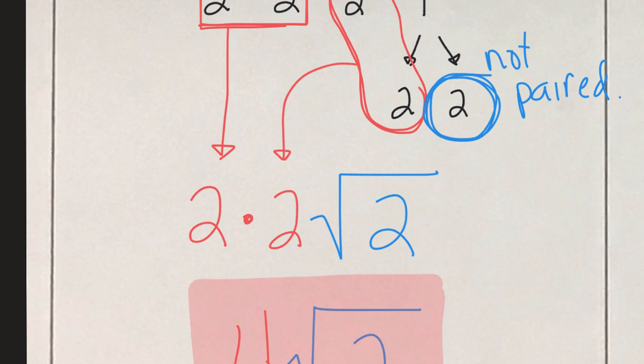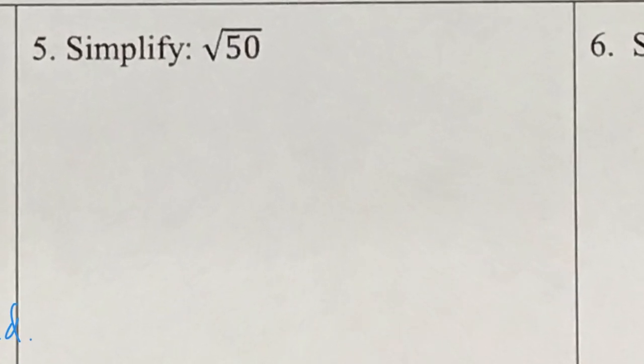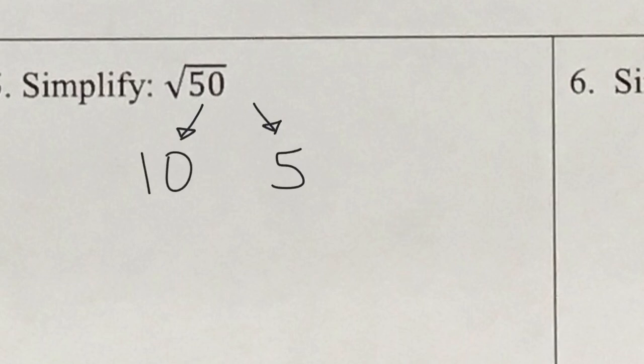Okay, 50. What numbers multiply to give us 50? What's that? 10 and 5. Those are two excellent numbers that multiply to give you 50. So we split this, right? The tree is the arrow part, like the branches of a tree. We split 50 into its multipliers, 10 times 5.